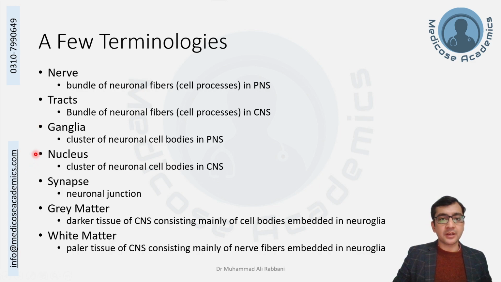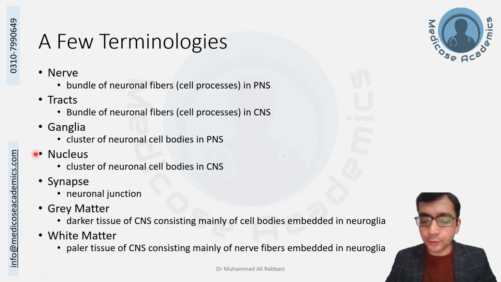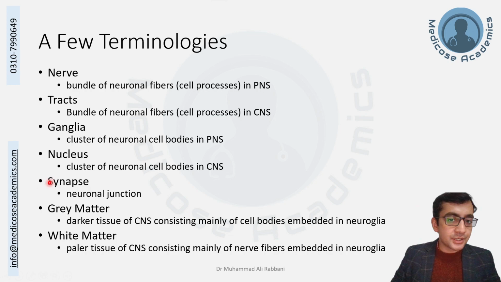Nucleus is the collection of neuronal cell bodies that is present within the central nervous system. For example, within the brain there is white matter, but there is accumulation of cells called basal nuclei. They have a role in fine-tuning your motor activities. The junction of two neurons, where the axon makes connection with the dendrite of the next cell, or the axon makes connection with the cell body of the next cell, is called a synapse. These are neuronal junctions.